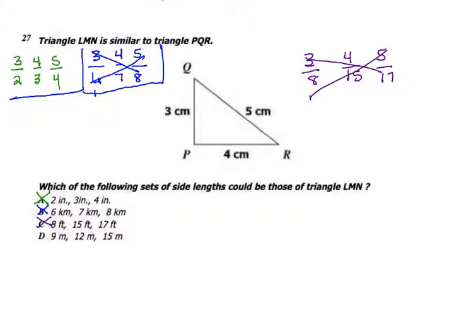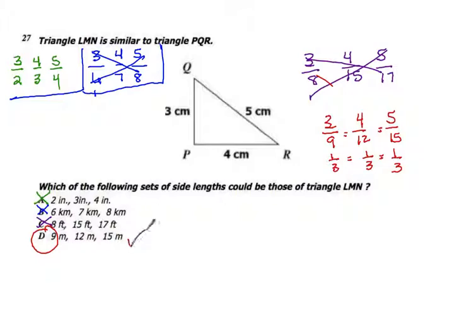Now, don't automatically assume that D is the correct answer, because you could have easily made a mistake. I do it all the time. 3, 4, 5. 9, 12, and 15. Okay, let's reduce each one of these if possible. 3 over 9 reduces to 1/3. 4 over 12 reduces to 1/3. 5 over 15 reduces to 1/3. So those two triangles are similar. You're absolutely correct. All right.